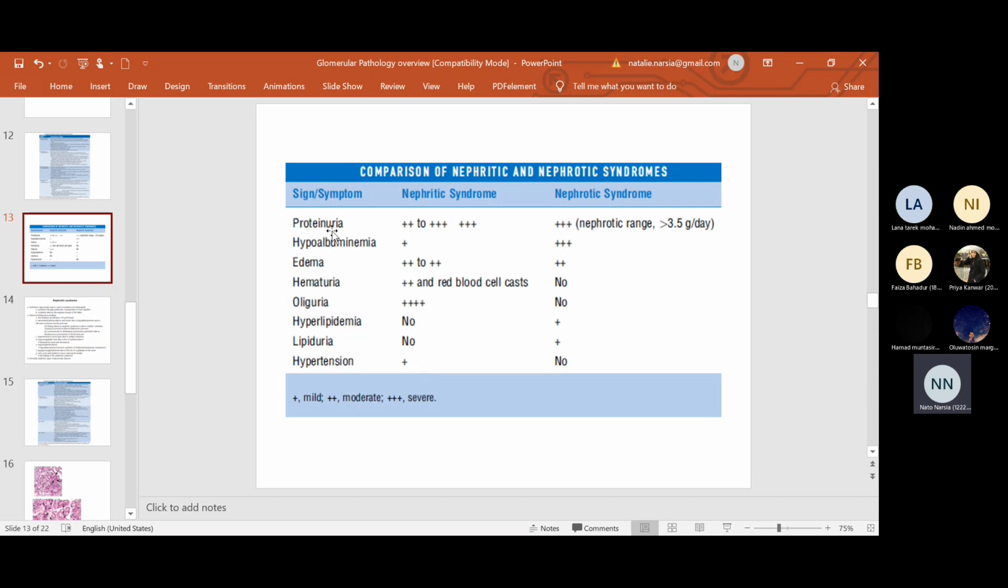But what confuses students is actually proteinuria and hematuria. We always give students this clue: remember that hematuria you have in nephritic syndrome and proteinuria you have in nephrotic syndrome. But what if you have proteinuria in nephritic as well? So here the important thing is the amount. And hematuria you should not have in nephrotic syndrome, okay?